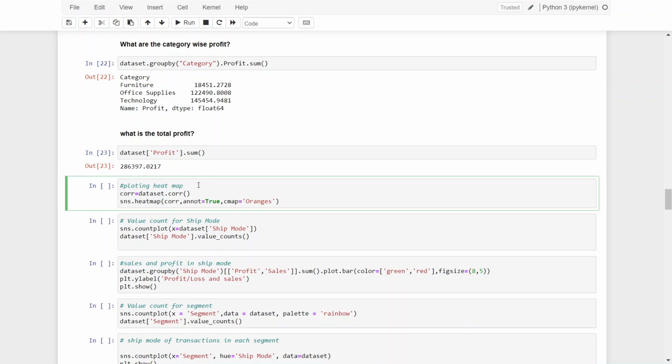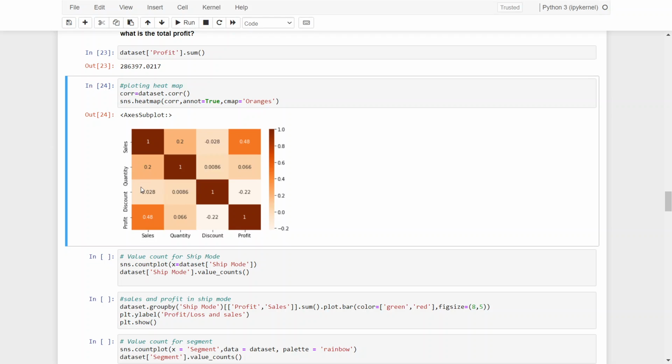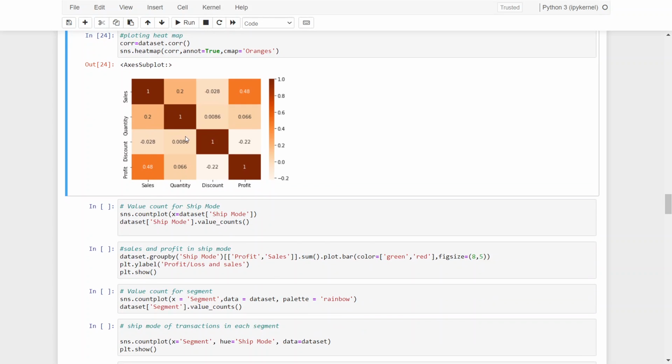So I am going to plot a heat map. Let's see it. Yes, this is the heat map. You can see the correlation values between the variables. The correlation of sales with sales is 1, and the correlation of sales with quantity is 0.2. You can get information from this heat map.